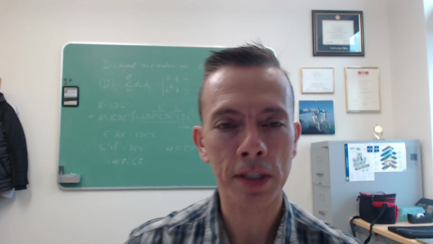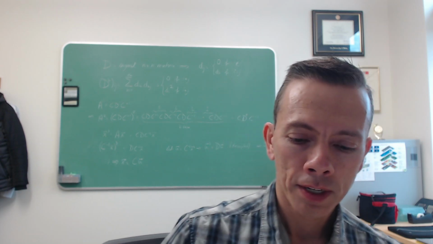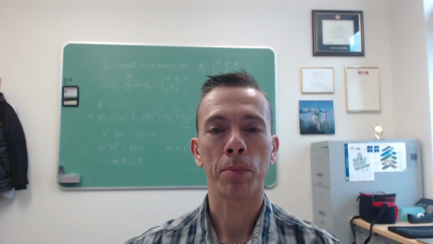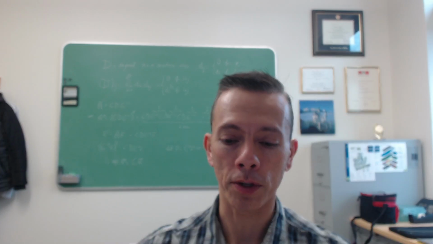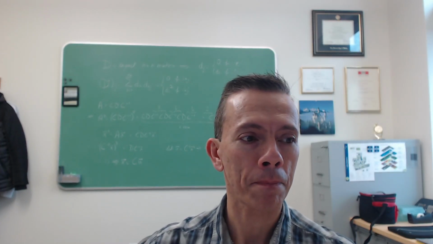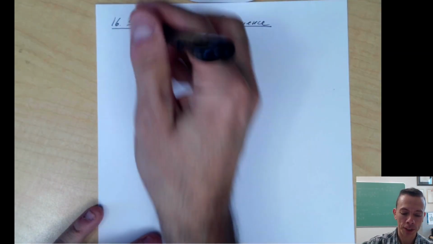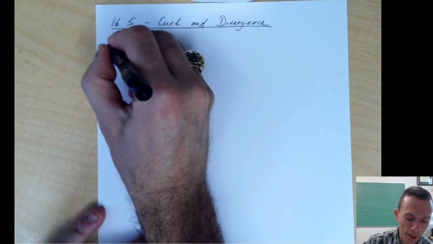Hello, this is section 16.5 on curl and divergence. Curl and divergence are two examples of differential operators, just like the derivative and the gradient. There's another one called the Laplacian, which we will also explore today. But first let's define what a differential operator is.